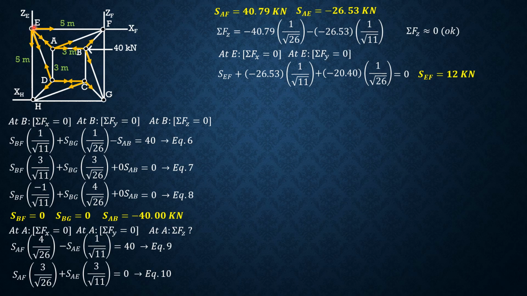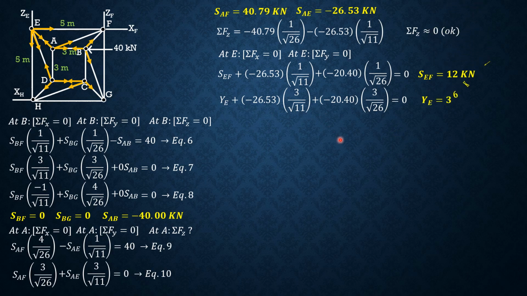So let's assume that the vertical reaction at E is upward, or pointing out of our eyes. So YE, AE is upward, and DE is also upward. So YE plus negative 26.53 times 3 over square root of 11, then plus DE, which is negative 20.4 times 3 over square root of 26, then equals 0.